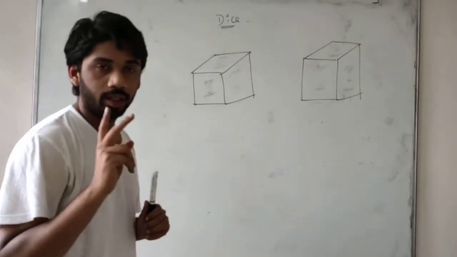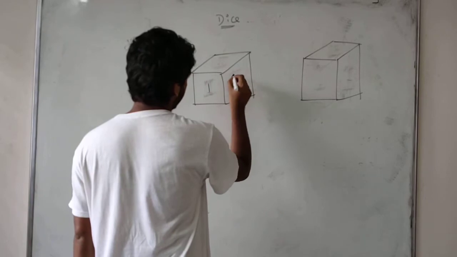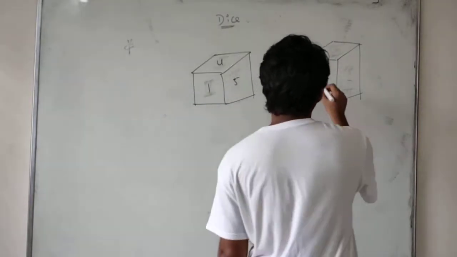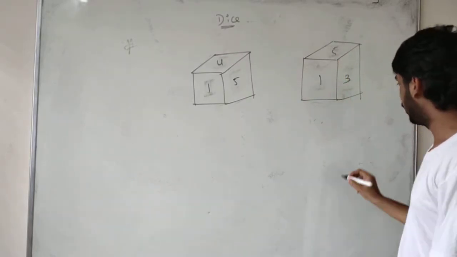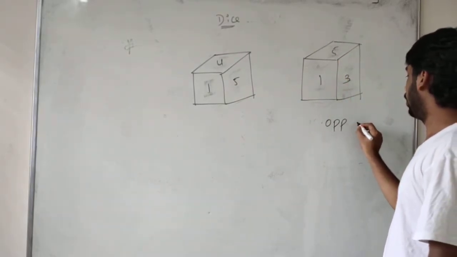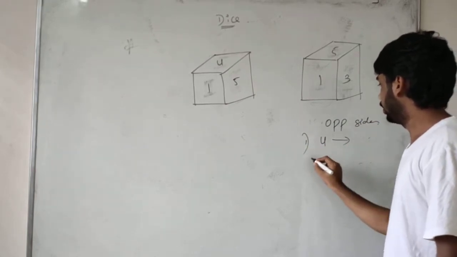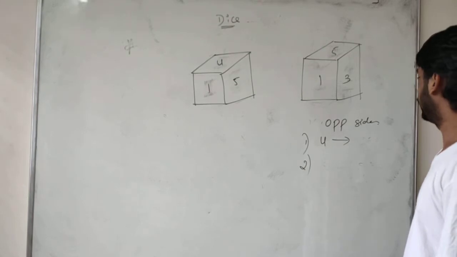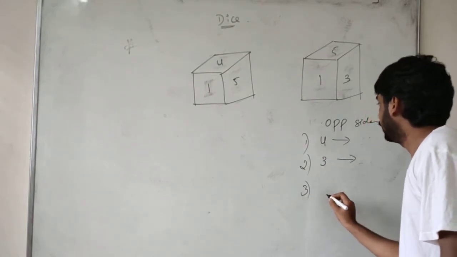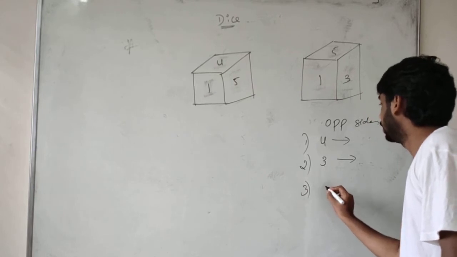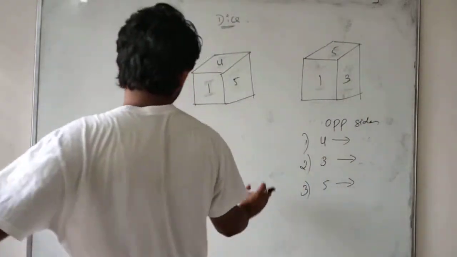So here I will be taking the two common points. I will take 1, 5, 4 on one die and 1, 5, 3 on the other. Now we have to find the opposite sides. First question I will give 4, second question I will give 3, third question I will give 5. Now we have to find the opposite of it.